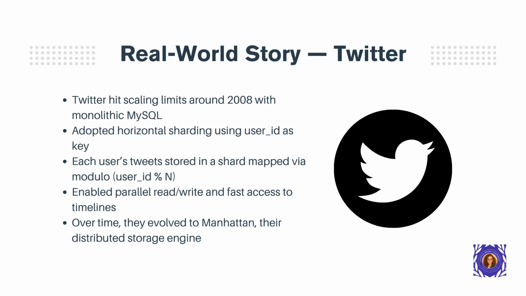Twitter provides one of the most compelling real-world examples of successful sharding. Around 2008, as Twitter's user base exploded, their original monolithic MySQL database architecture hit severe scaling limits. They were facing constant performance bottlenecks and reliability issues. Their solution was to adopt horizontal sharding, using the user ID as their primary shard key.